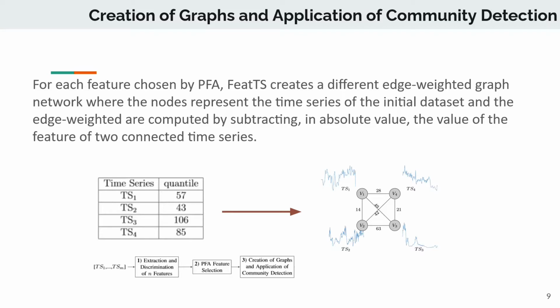Once we select the features, we convert the time series and their relationships into edge-weighted graphs. The encoding of time series into edge-weighted graphs allows us to capture the global relationships among the raw time series samples. Therefore, we convert each time series into an edge-weighted graph where the vertices represent the time series while the edges represent the distance between the connected nodes, i.e. the difference between the values of the feature of 2 different time series. In the figure we can see that the weight between V1 and V2 is 14 because of the difference between the quantile features of time series 1 and time series 2.